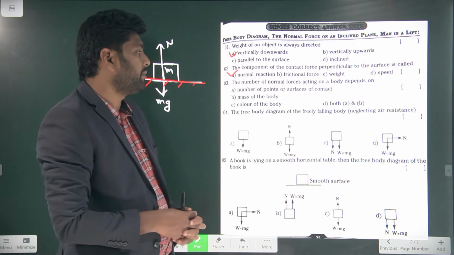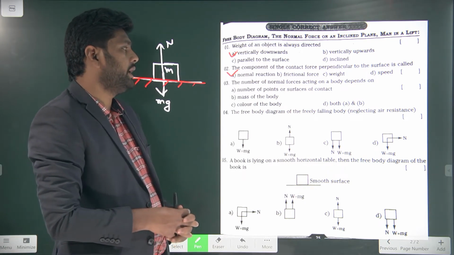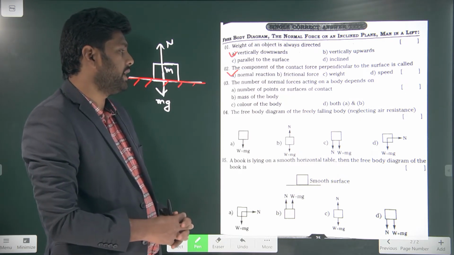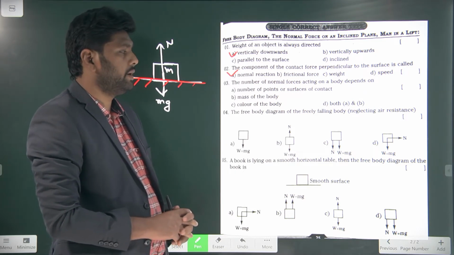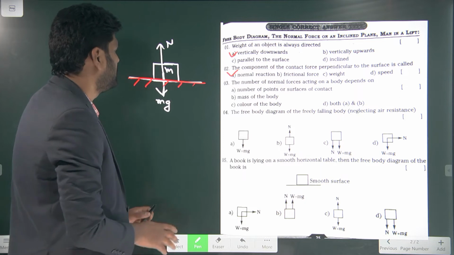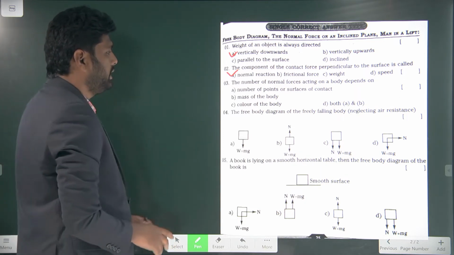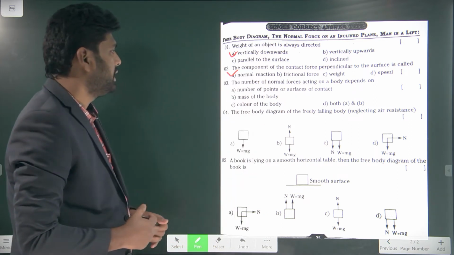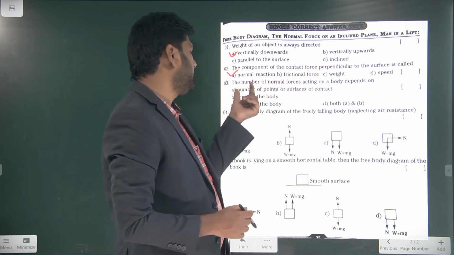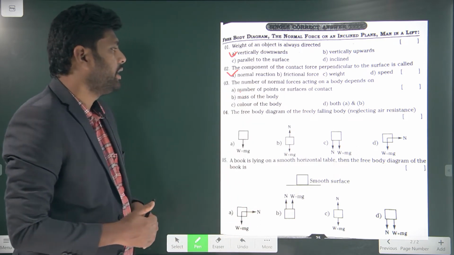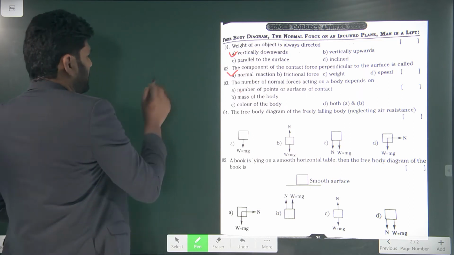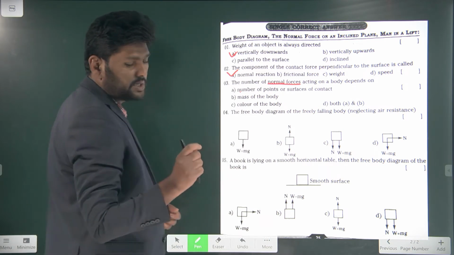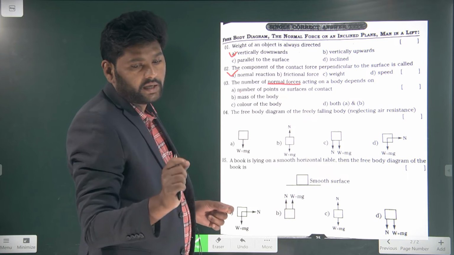The number of normal forces acting on a body depends upon: number of points or surfaces of contact, mass of the body, color of the body, or both A and B. So how both A and B? Here, the contact force or normal reaction only depends upon the number of points or surfaces of contact. Okay, because what is meant by normal reaction? The normal reaction exists when objects are in contact.